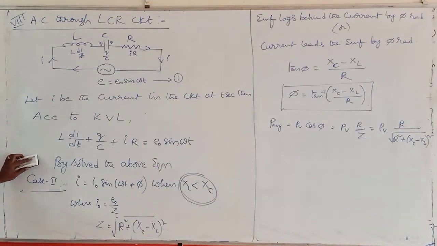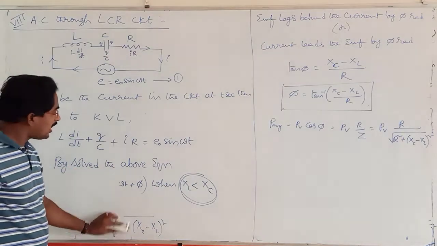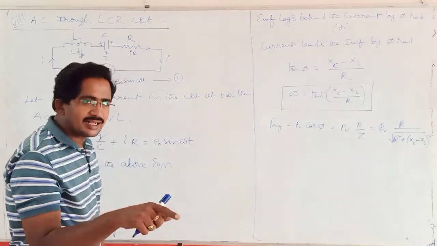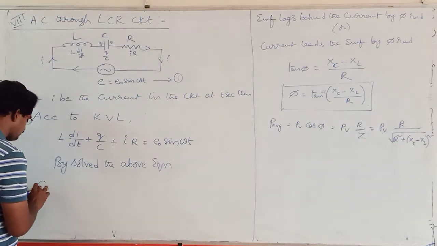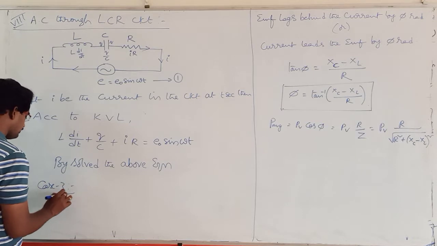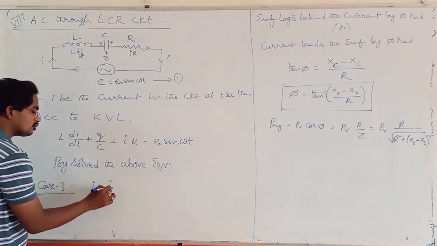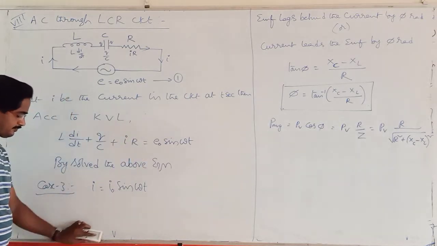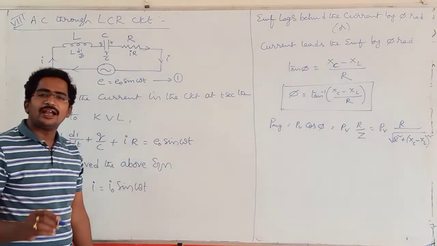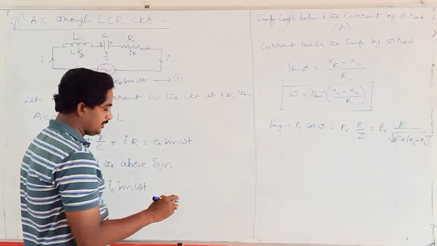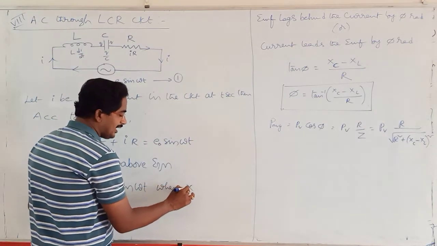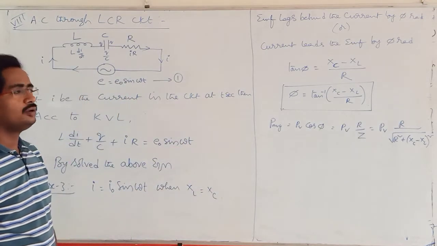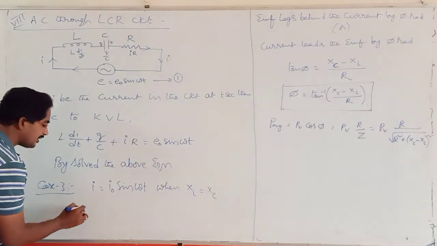Now third case. By solving the above equation, there is a possibility of getting the current equation as case 3. The current equation you may get simply as I naught sin omega t only when XL is equal to XC.